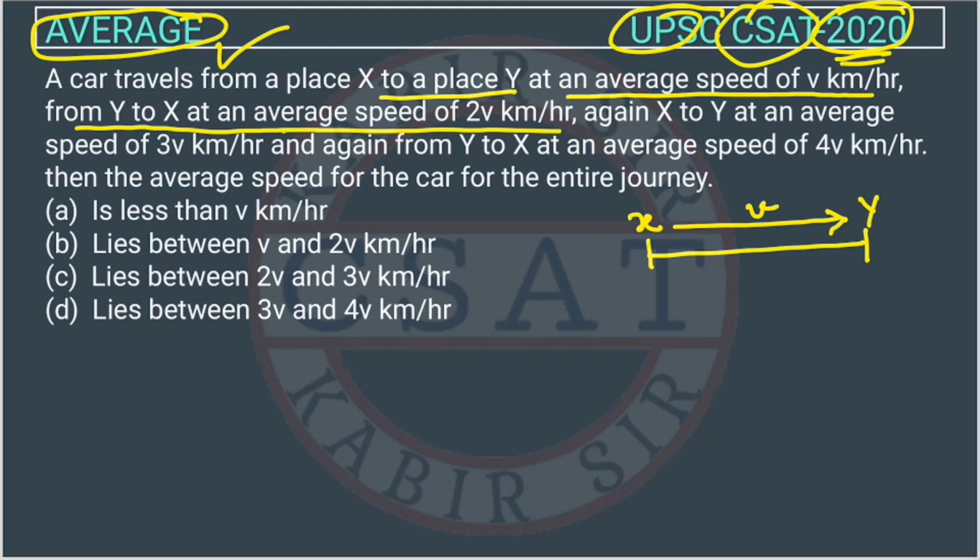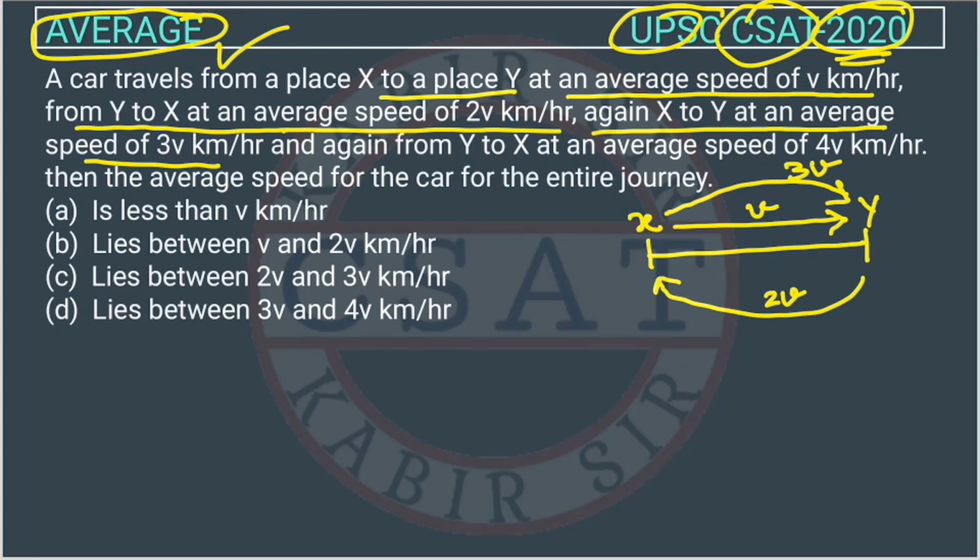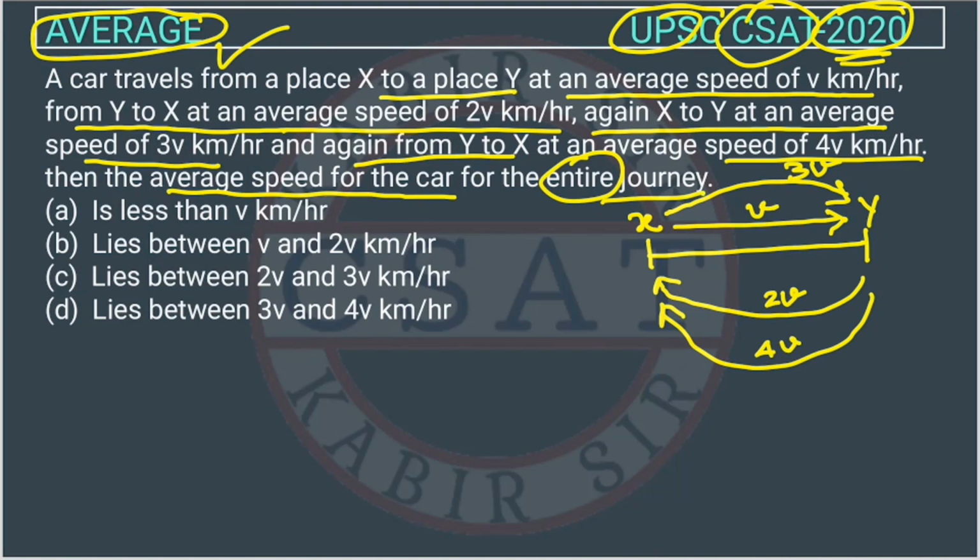And now again going from Y to X at a speed of 2V. Again X to Y at an average speed of 3V. And again coming back to X at a speed of 4V. Then what is the average speed of the car for the entire journey? Now we have to calculate the average speed for the entire journey.